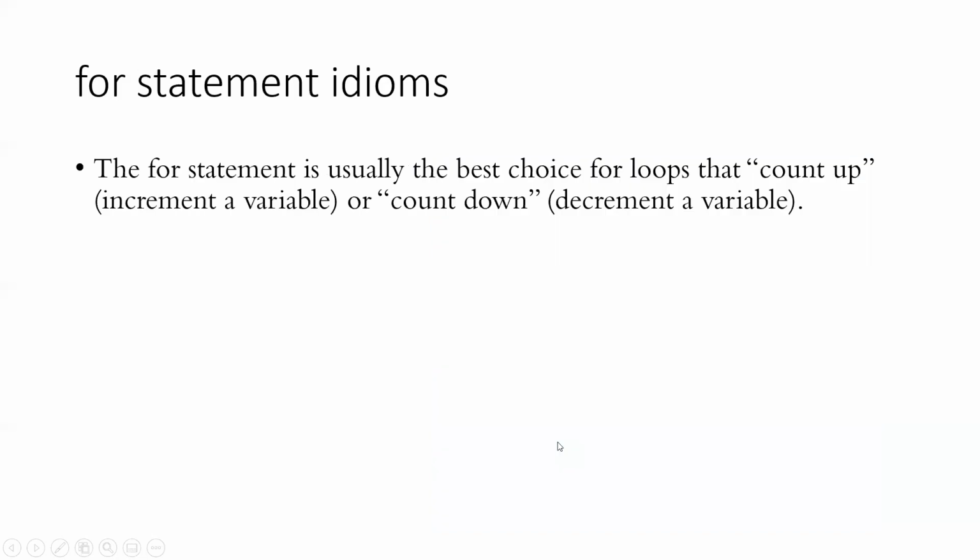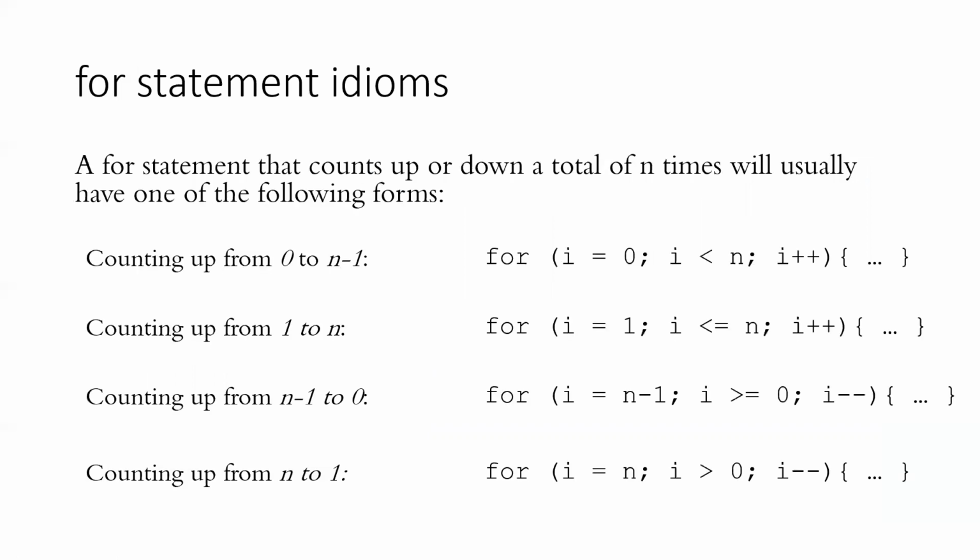So the for statement is usually best for loops that count up or increment a variable, or count down or decrement a variable. There are different variants of the for statement. A for statement that counts up or down a total of n times will usually have one of the following forms. Suppose we are counting from 0 to n minus 1. So this will be the for loop.